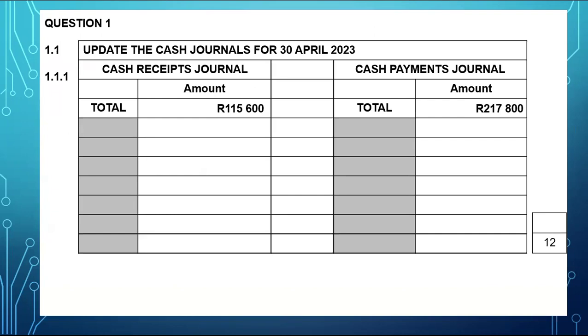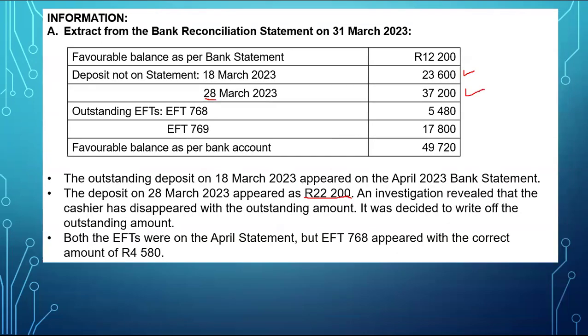We already have the balances given to us. How much are we going to record in the cash payments journal? You will find the difference between 37,200 and 22,200. And that will be 15,000, which will be recorded in the cash payments journal. On to the next one.